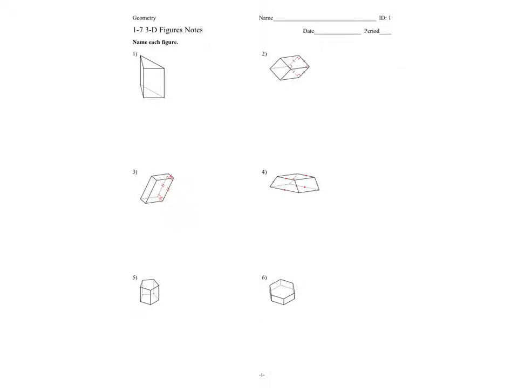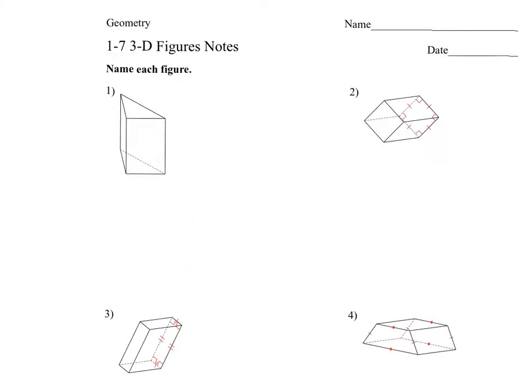Okay, last lesson in chapter 1, three-dimensional figures. So all this is just a huge vocabulary lesson, knowing names and terms. Okay, so the first one here, this is called a prism. Now, the reason it's called a prism is because it has two bases. The bases are the things that are exactly the same. In this case, that's going to be this triangle and this triangle.